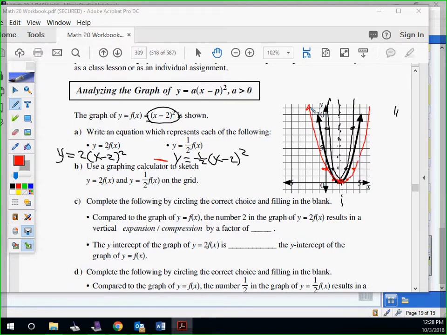Okay, so that one got wider. The thing I want you to notice is 2 is bigger than 1. It got steeper. 1/2 is smaller than 1 between 0 and 1, and it got wider. So when it says this, complete the following by circling the correct choice and filling in the blank.